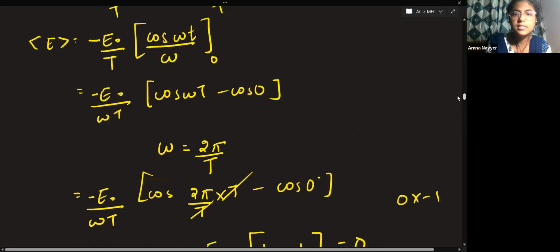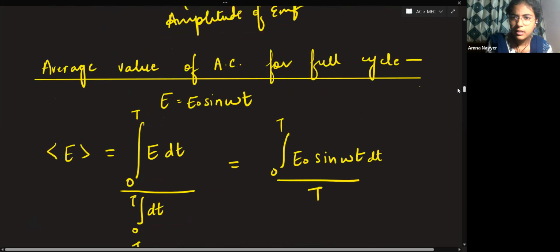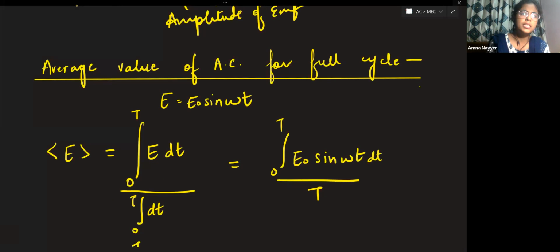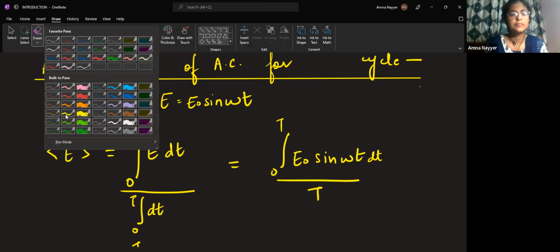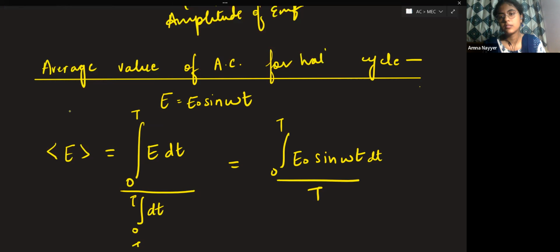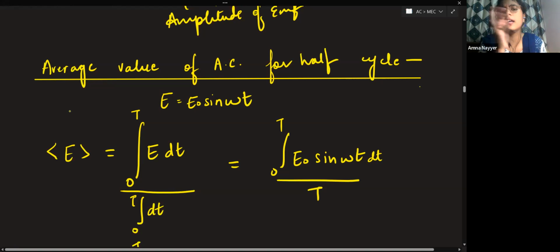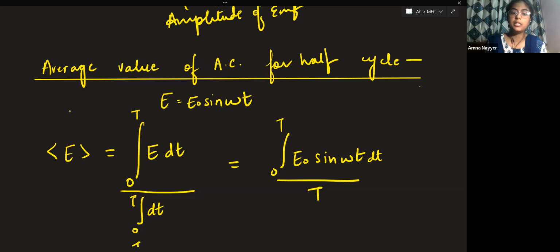See, if this is for a half cycle, certain terms will change. Half cycle basically means if it starts from 0 degree, it has completed 180 degree. Wherever it starts, it covers half of the time period. So here it is not from 0 to T, it will become 0 to T by 2. Here also 0 to T by 2.